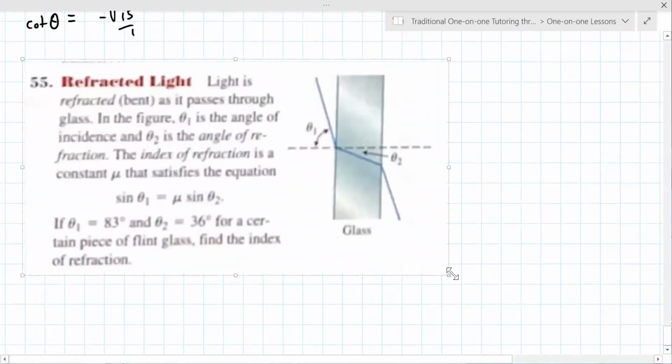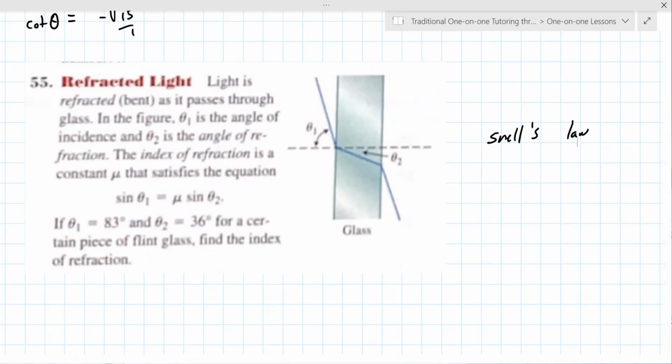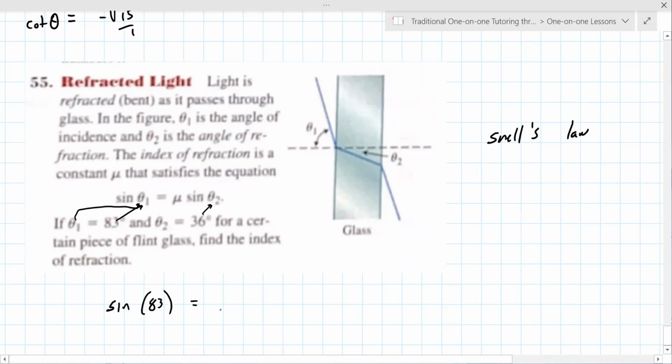All right, 55. This is called Snell's law, which you might see in physics if you ever take physics or care. They're just giving you the numbers here. They're giving you theta 1 and theta 2. So it's the sine of 83 equals mu, the sine of 36.